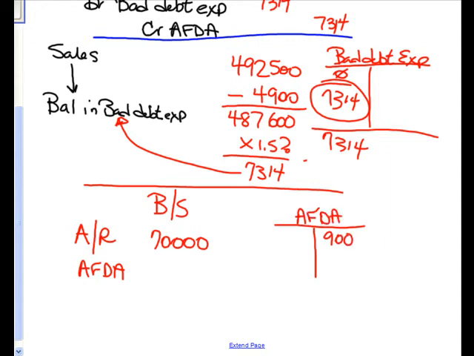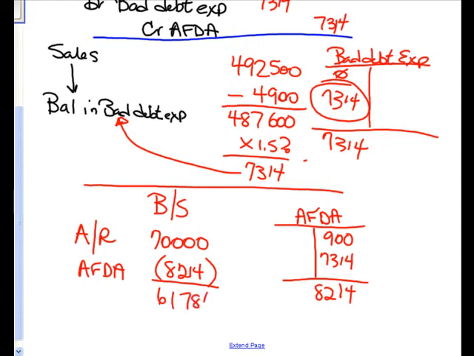The journal entry changed this account by 7314, so we have to add those two numbers together to get the balance of the account. So 8214 is the amount that we end up with on the balance sheet in our allowance for doubtful accounts. Remember that this is a contra asset account, so it's got a credit balance, and when we subtract it from accounts receivable, we get 61,786. So this is how the accounts receivable would be shown on our balance sheet.